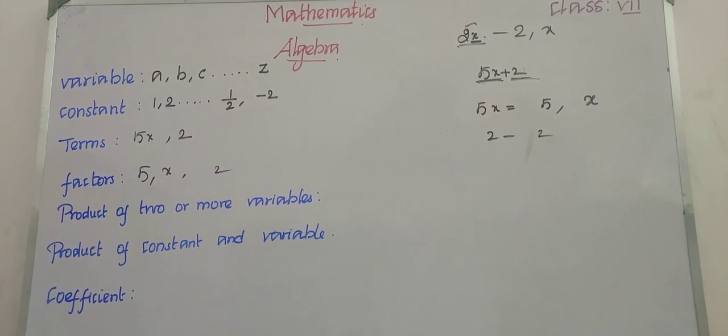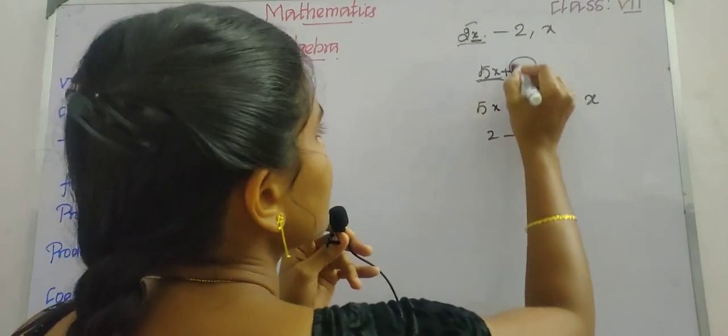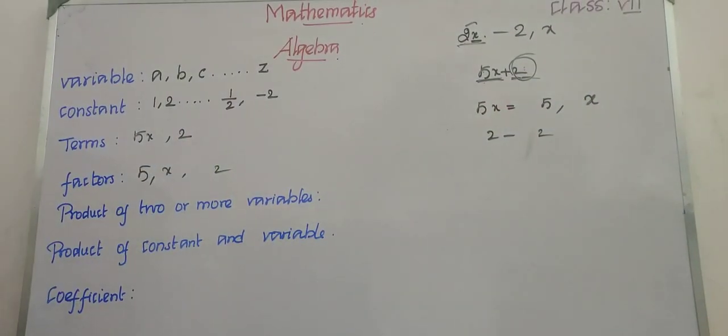So first of all, we have learnt about variable. Variable means simply the alphabets from A to Z. And then next is constant. Constants means the number which is before that variable, that is called constants. 1, 2, 1 by 2, simply the numbers, that is called constant. See, if it is 5x plus 2, this 2 is the constant. So that is called constant.